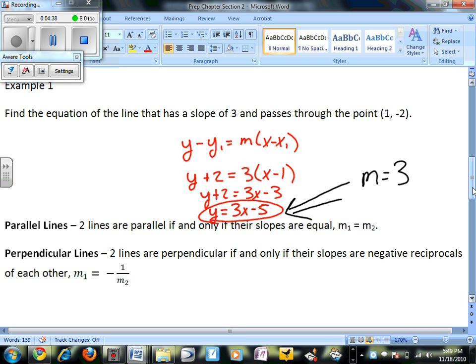Perpendicular lines are two lines that have opposite reciprocal slopes, or negative reciprocal slopes. So if I wanted a perpendicular line to the equation that we just found, the slope of that line is m equal to 3. The negative reciprocal would be, we flip it, so it'd be 1 over 3, and we take the negative of it. So we have a slope of negative 1/3. That would be the perpendicular slope.